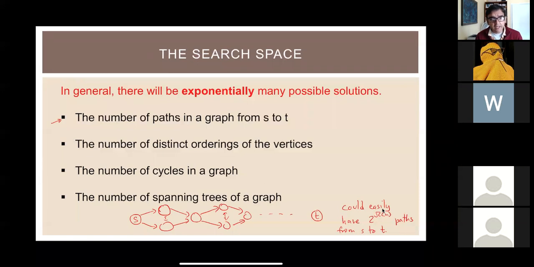A lot of the other optimization problems that we'll be looking at have the same feature, that we want to find the best solution out of exponentially many possibilities. For example, maybe the search space consists of orderings of the vertices. If we have n vertices, how many different orderings are there?